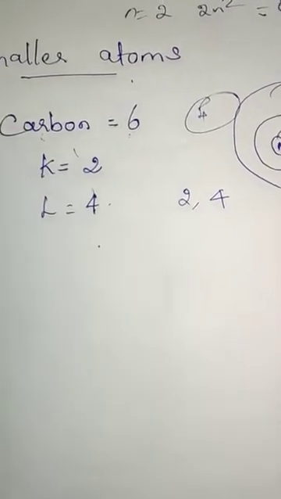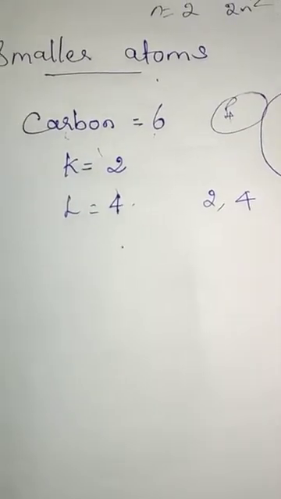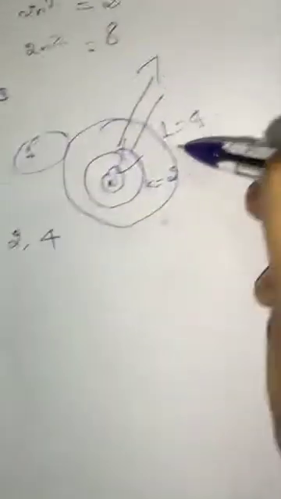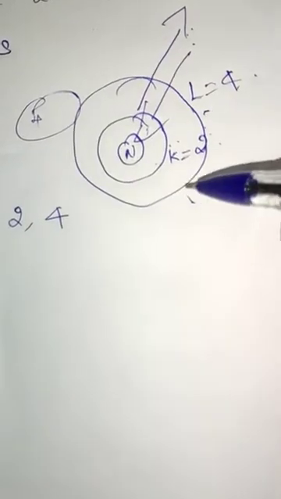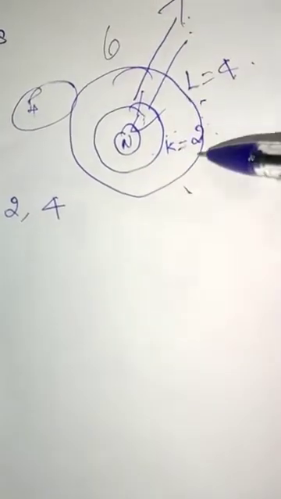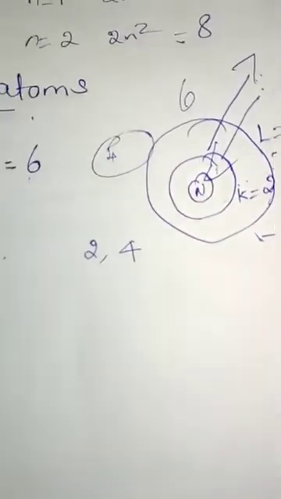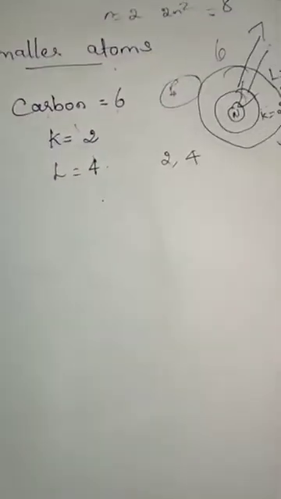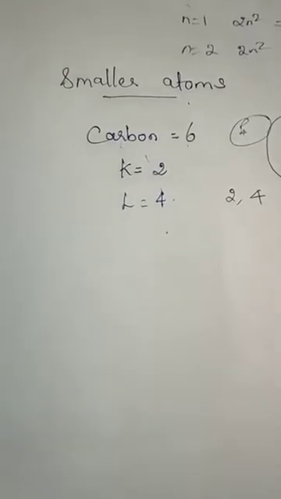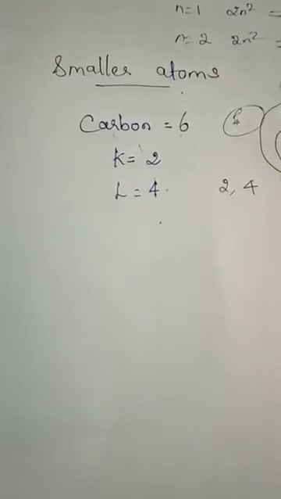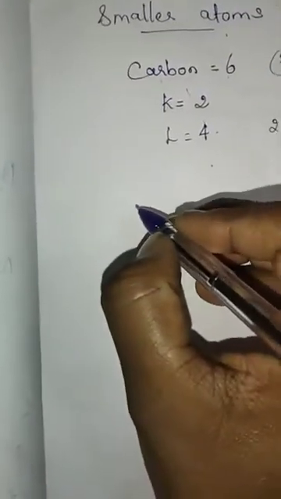Now the outermost shell. Here L is the outermost shell, because it has 6 electrons in total, so 2, 4. L is the outer orbit. Okay, have you understood, students? Next we can write it for the next element. One more example we can see.